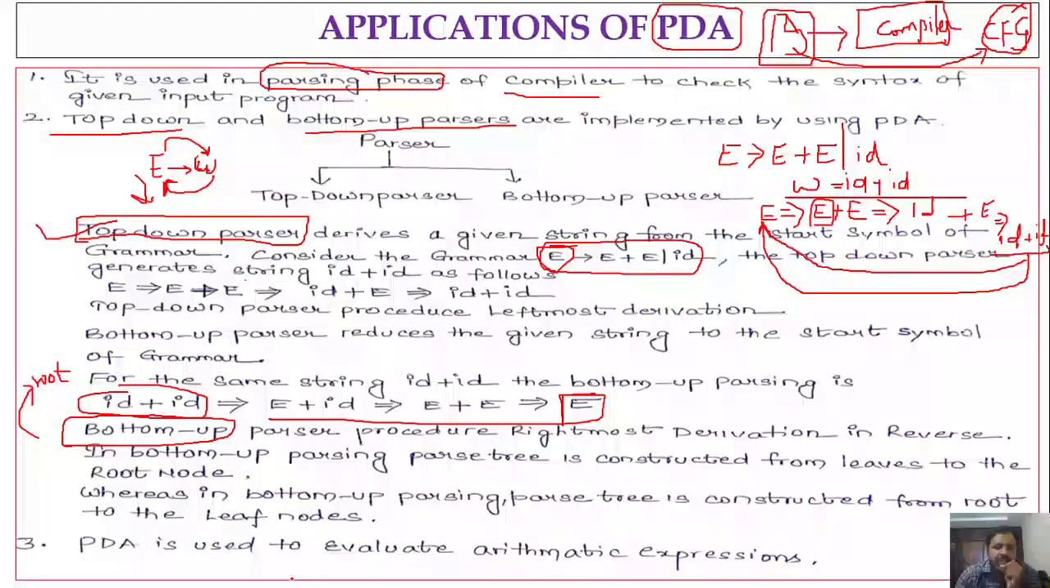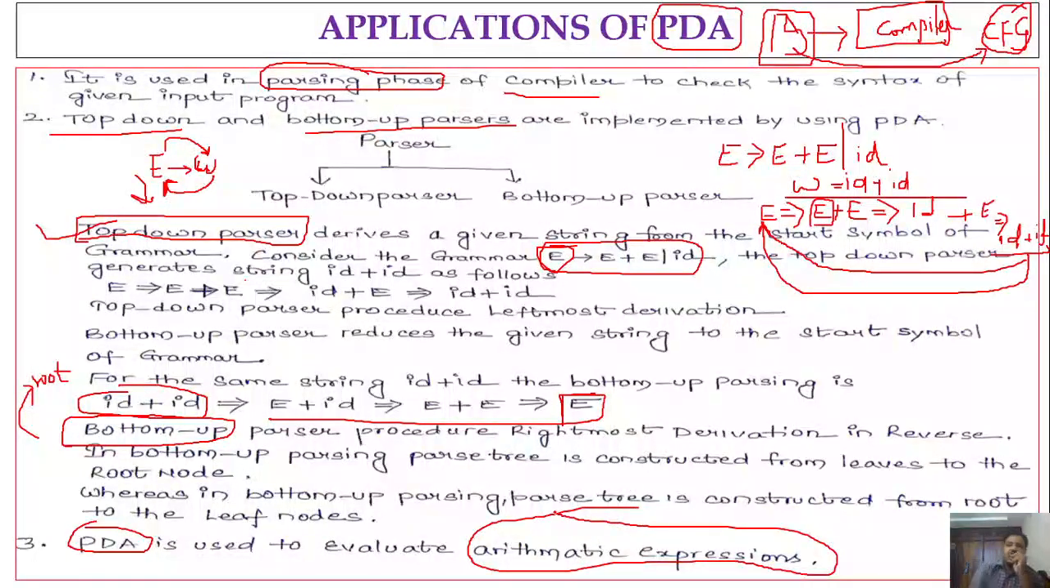Next, this pushdown automata can also be used for evaluating arithmetic expressions. We have also evaluated whether the number of A's, B's and C's are the same or not, which is some sort of evaluation performed using the pushdown automata. So that's it for this concept.